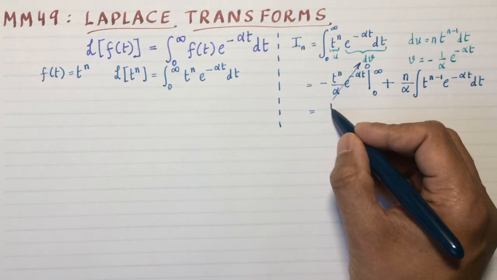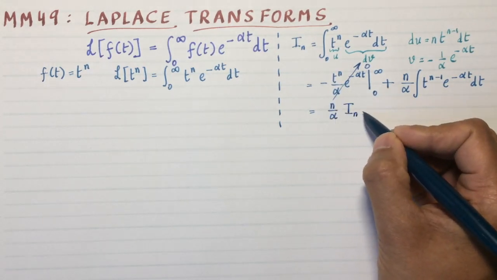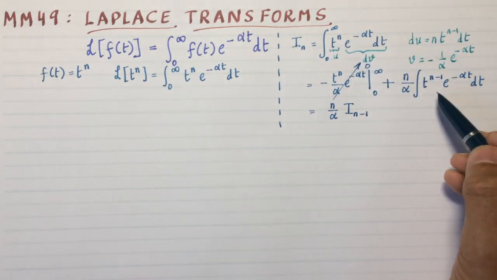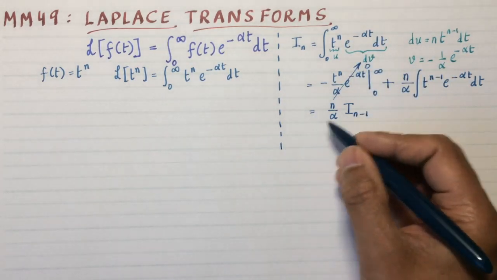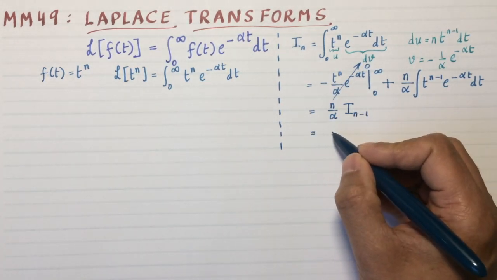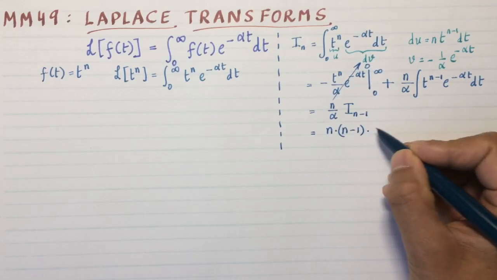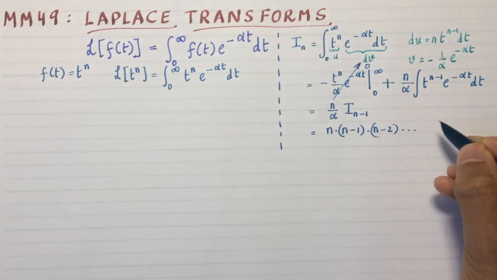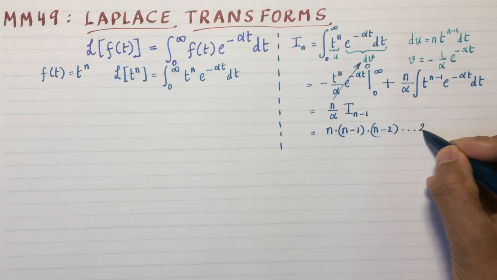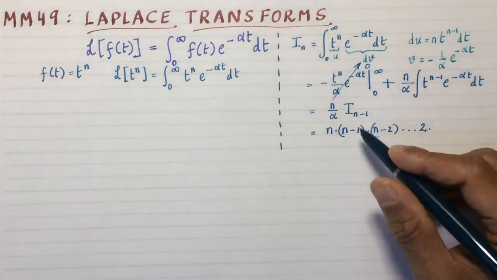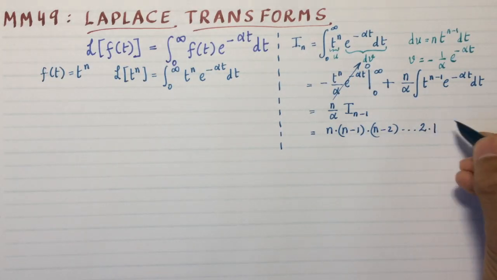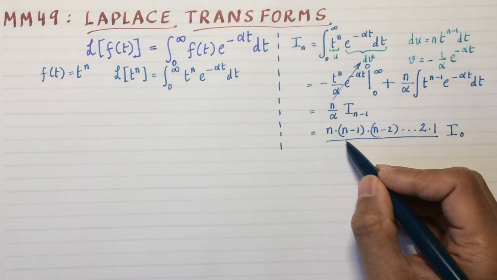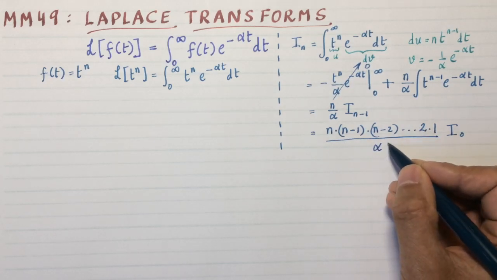The only contribution you have is n over alpha times, coincidentally, the integral I sub n minus 1, because it's the same as I sub n except with t to the power n replaced by t to the power n minus 1. So continuing this process, I'm going to keep getting n times n minus 1, I sub n minus 2, and then n minus 2, I sub n minus 3, and then I'll get down to 2 times 1, which is I1, and then 1 times I0. Meanwhile, I have alpha multiplying all of these things. So there's going to be 1, 2, 3, n factors of alpha, so that's alpha to the power n.